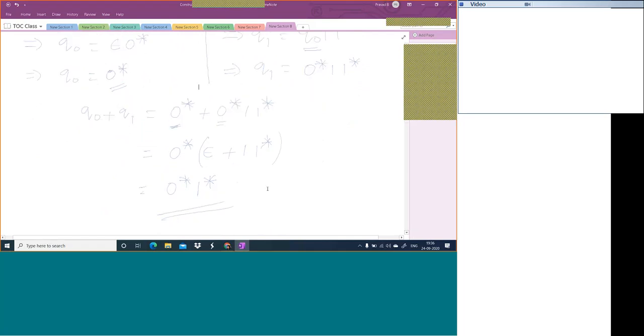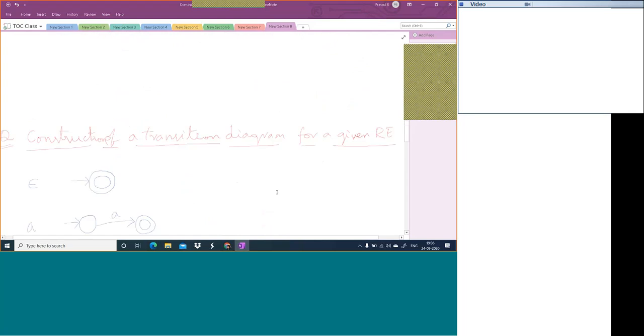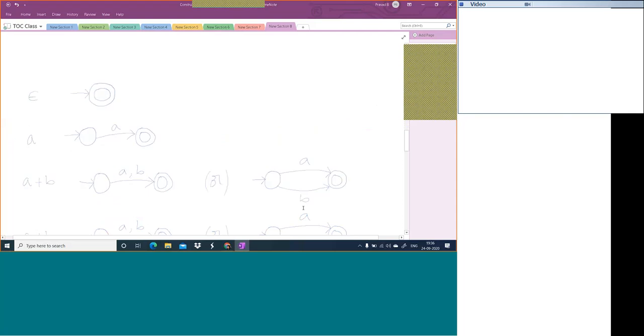Okay. It is given how to consider the expression. Now we see the reverse. That is, if a regular expression is given, what is the diagram? Construction of a transition diagram for a given regular expression. Okay, this we will continue tomorrow.